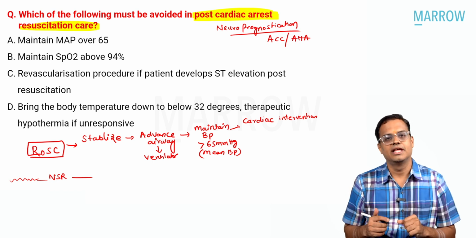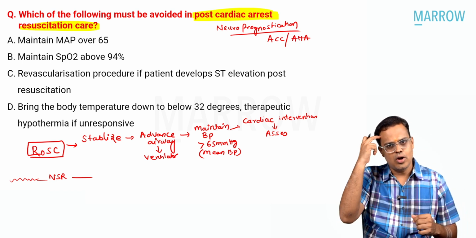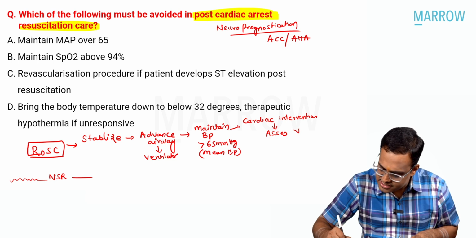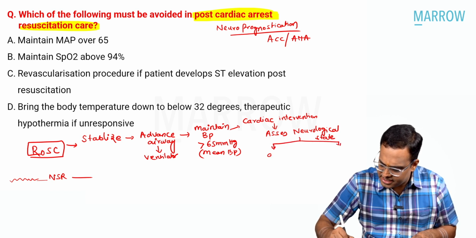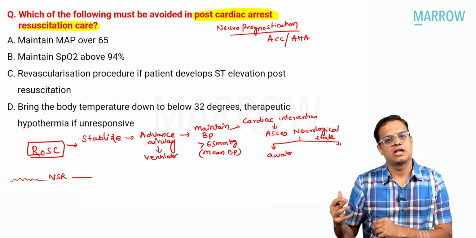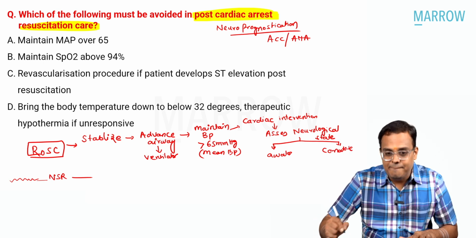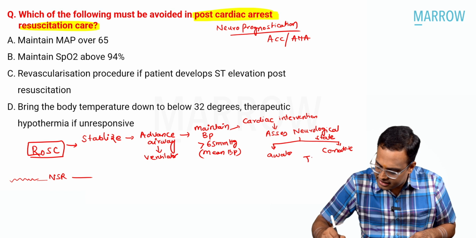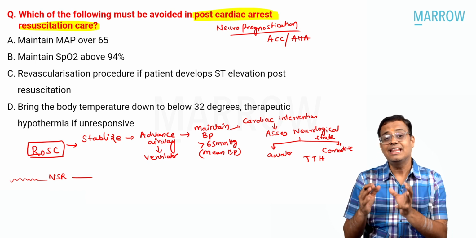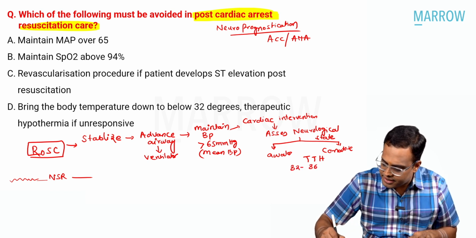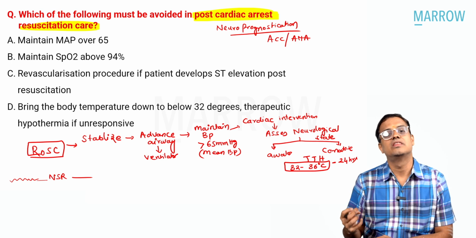Once you do all these things, you have to assess the patient's neurological status, because once the heart has recovered, you have to assess the brain. If the patient is awake, that means the brain has not encountered the ischemic insult. But if the patient is comatose, immediately you have to institute targeted temperature management, TTH, targeted therapeutic hypothermia. You have to reduce the body temperature to 32 to 36 degrees for up to 24 hours. Why? Because hypothermia itself is a brain protective agent.